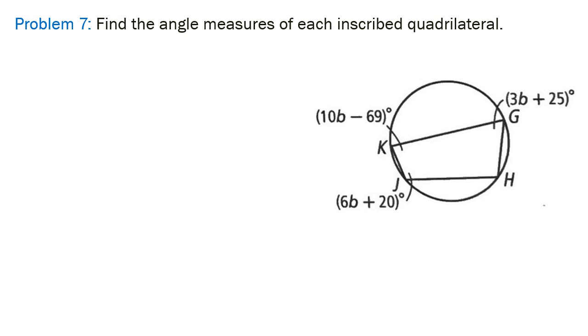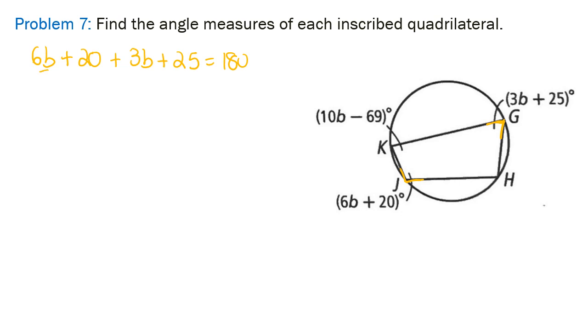So problem 7, find the angle measures of each inscribed quadrilateral. All right, so from that last slide, we saw that for a quadrilateral that's inscribed in a circle, the opposite angles are going to add up to 180 degrees. So if I look at angle J and angle G, those are opposite angles. Those two angles should add up to 180. So I just make the equation 6b plus 20 plus 3b plus 25 equals 180. I go ahead and solve that equation, so I know what b is.